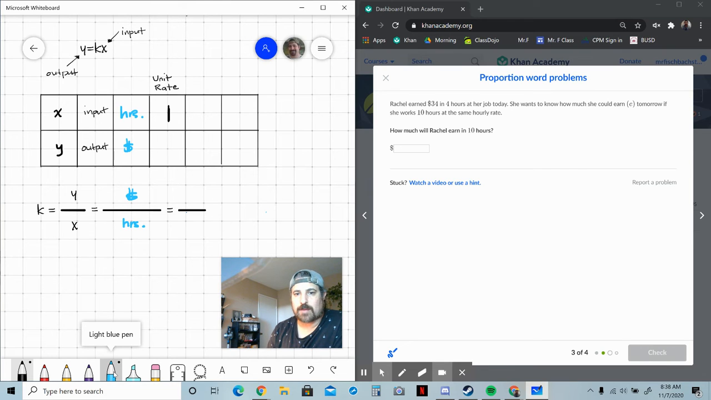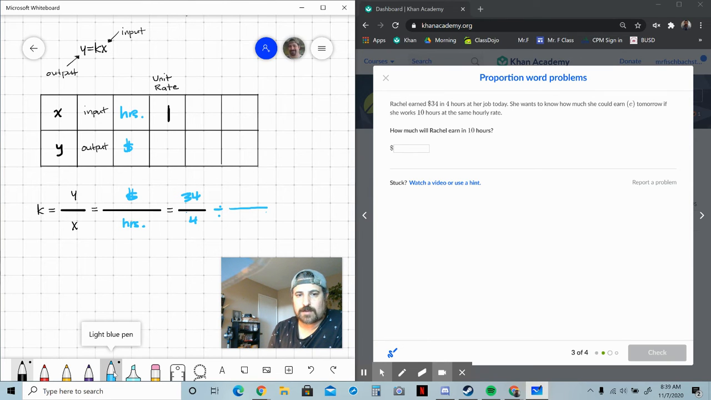The unit rate would be how much she's getting paid every single hour, right? So how much money she gets every hour, right? That's the unit rate. How many y's for every one x? And that's also your multiplier, right? Your k, your constant of proportionality, same as we have here. So we know that she's getting $34 in 4 hours. So she gets $34 every 4 hours. What we want to know is how many dollars she gets every single hour. That's a place to start.